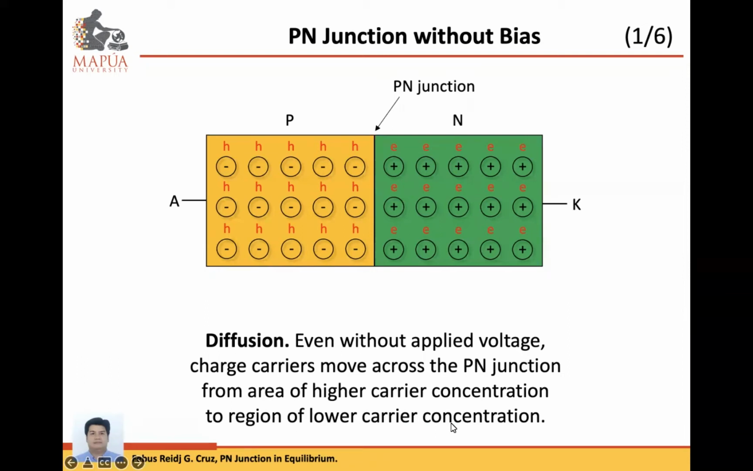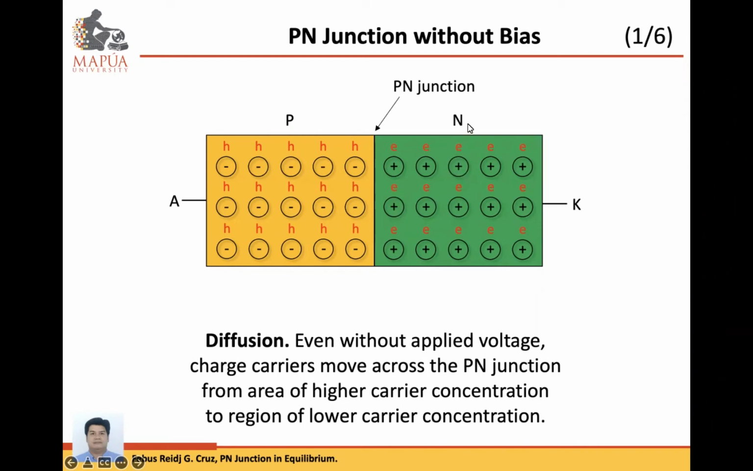So from our previous lecture, we discussed the diffusion current. This is the movement of carriers due to concentration gradient. So from the p-type side, you have a high concentration of holes. And on the n-type side, there are no holes. So the natural tendency is for the holes to move towards the n-type.